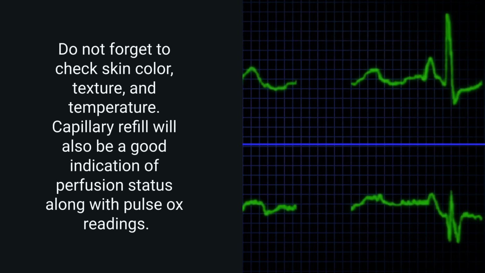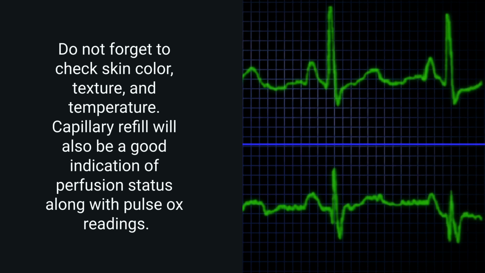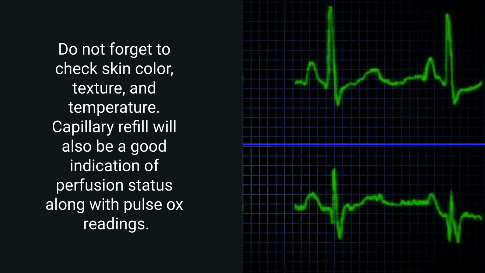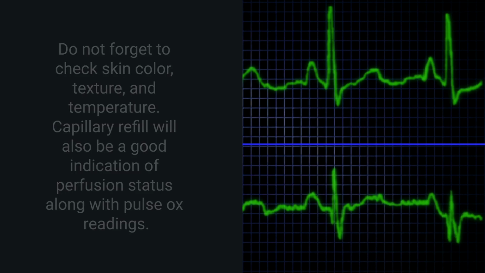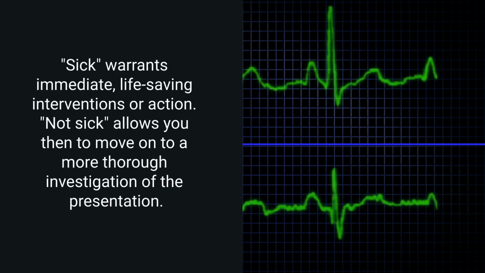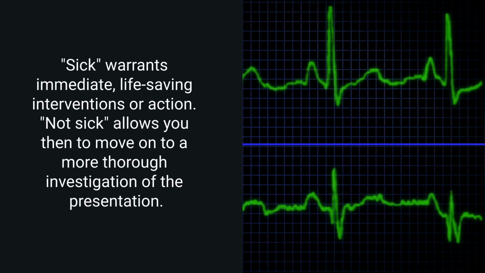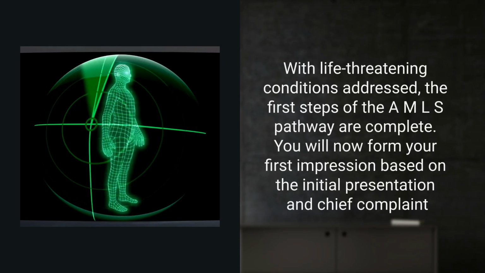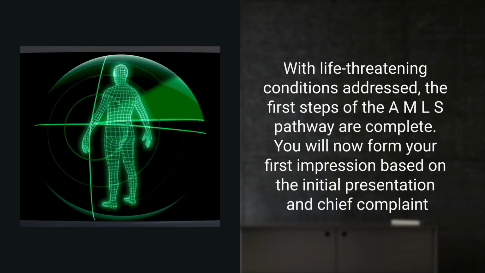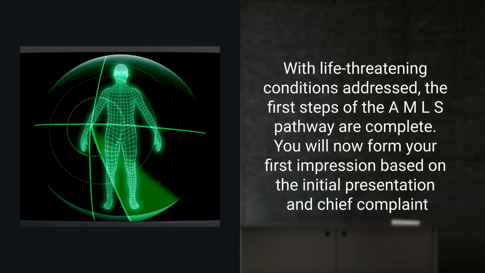Capillary refill will also be a good indication of perfusion status along with pulse ox readings. You can now make your initial decision about the patient, sick or not sick. Sick warrants immediate, life-saving interventions or action. Not sick allows you then to move on to a more thorough investigation of the presentation. With life-threatening conditions addressed, the first steps of the AMLS pathway are complete.